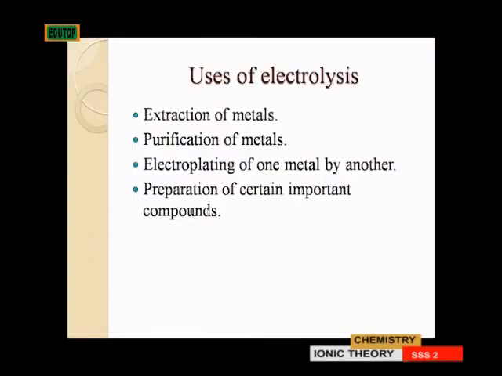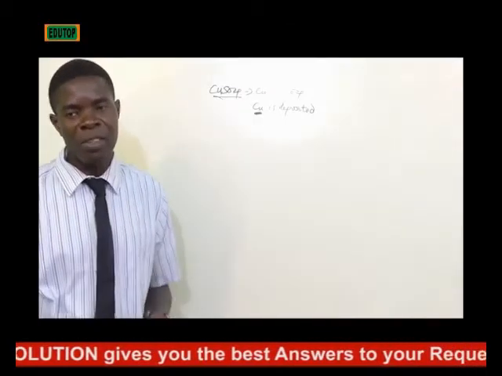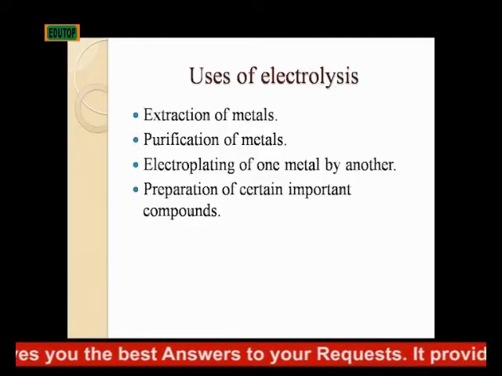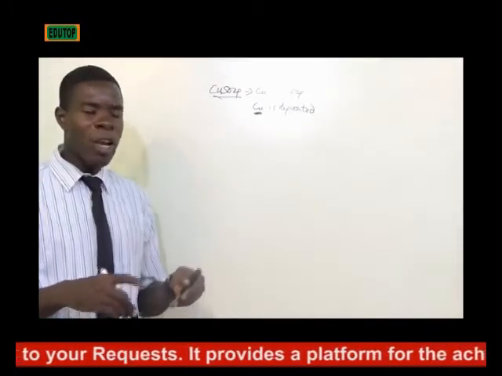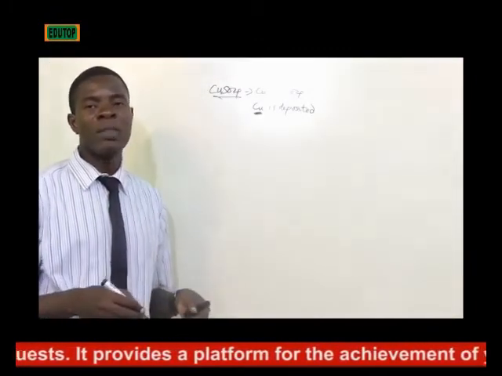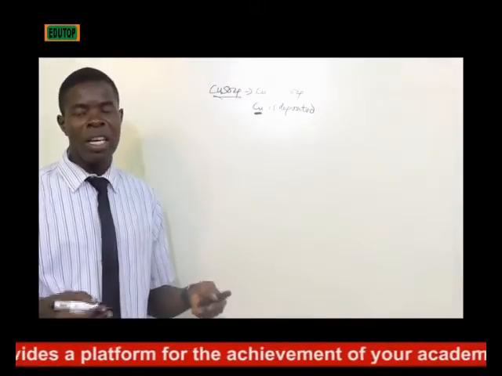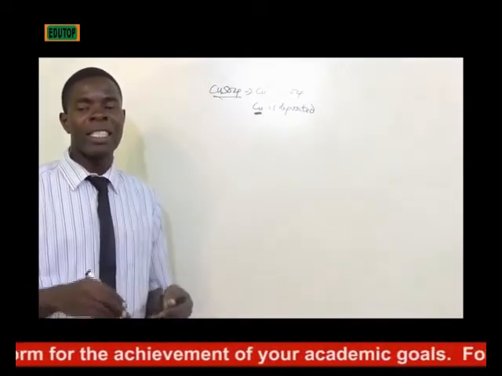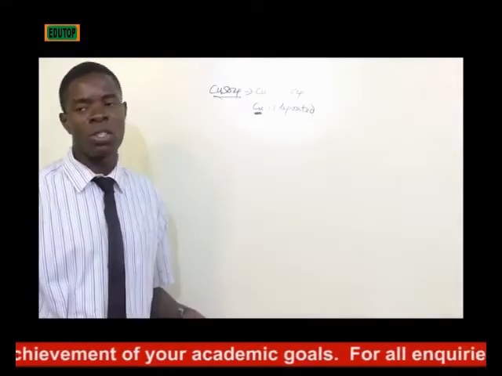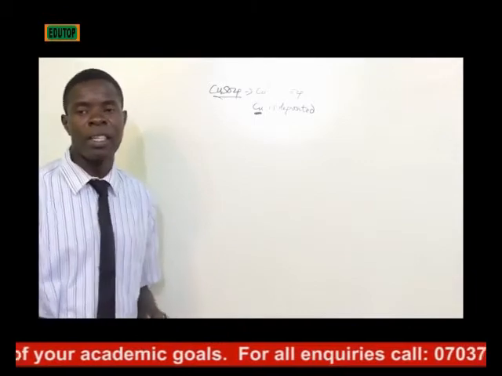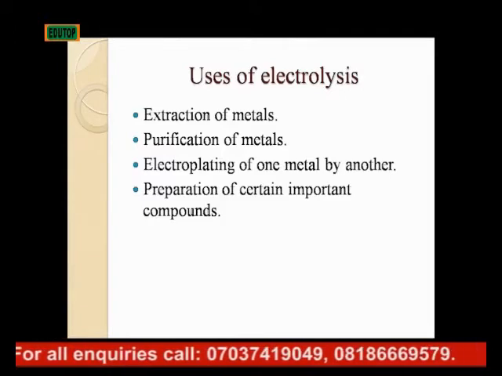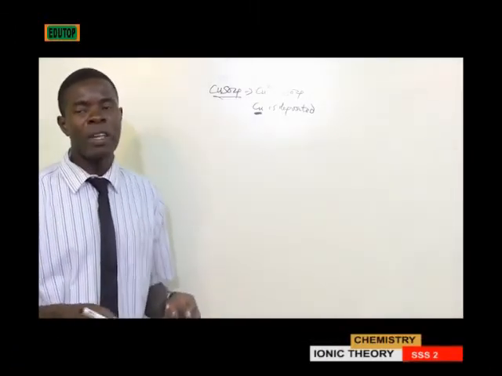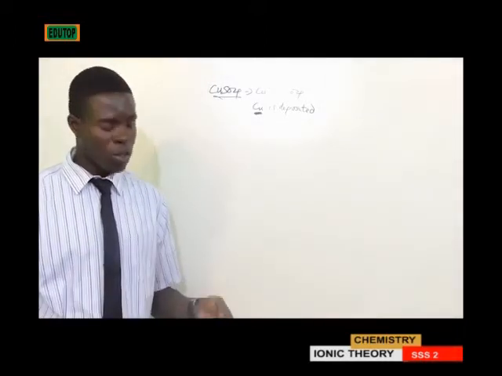2, purification of metals. We can also use electrolysis to purify metals. 3, electroplating of one metal by another. That is, by electroplating, a particular metal which is vulnerable to corrosion can be covered by another metal that is resistant to corrosion. That is the process of electroplating. Then 4, preparation of certain important compounds. So these are the 4 uses of electrolysis.